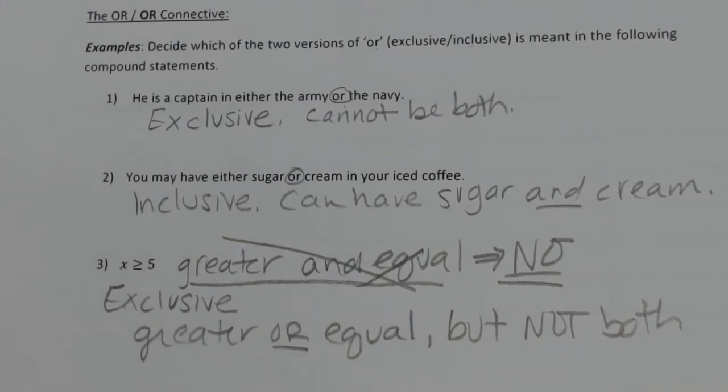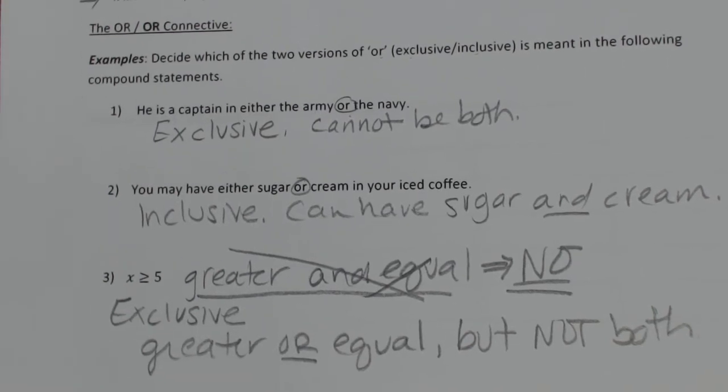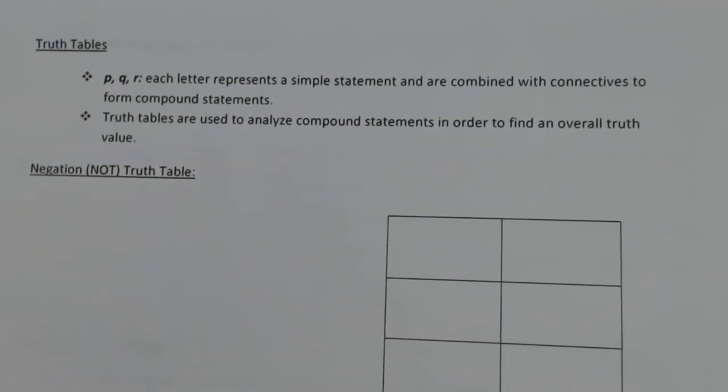So here's how you decide if it's exclusive or inclusive. Again, these go with the second set of do, check, and corrects. Of course, this whole video is going to just follow along with what we have been learning. Okay, next, on to truth tables.